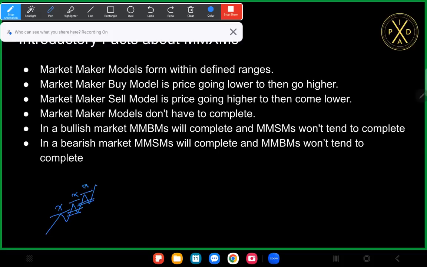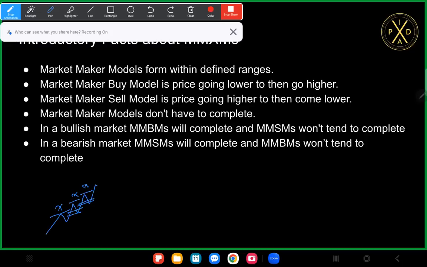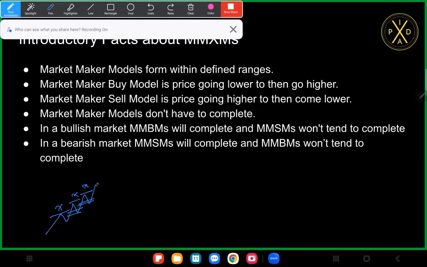So price is just taking out stops, and we understand that price should most likely want to continue this order flow. So what happens is we'll have this inefficiency within the range, and then price will come lower towards that inefficiency. It'll meet that inefficiency or the PD array within the range that it's looking for. And then from there, it'll reverse and then go higher. This right here is a completed market maker model, right? So this is a completed market maker buy model. And we understand that market maker buy models that complete will most likely take place in bullish market environments.